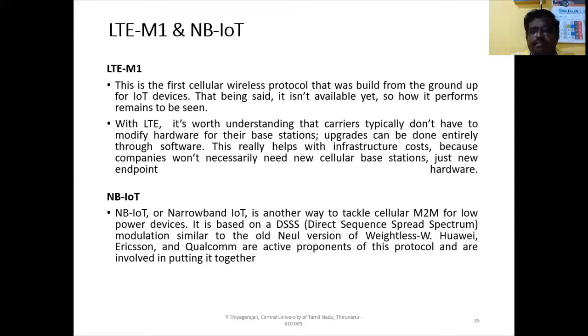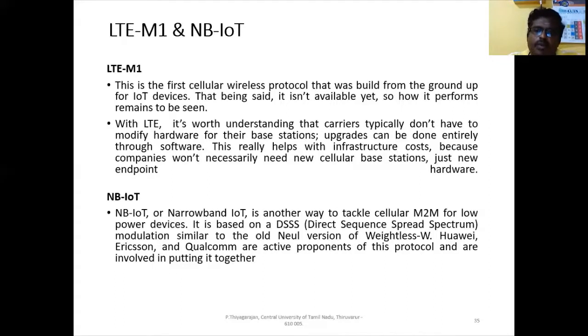LTE M1 is the first cellular wireless protocol that was built from the ground up, especially for IoT devices. It's really built for IoT devices. And they say that this protocol is not available yet, and hence the performance cannot be commented on. It is worth understanding because it is built from scratch for IoT devices. Carriers, hardware and base stations are all taken into consideration. So upgrades can be done entirely through software, and this really helps with the infrastructure cost because companies won't necessarily need cellular base stations, just a few endpoints are enough.